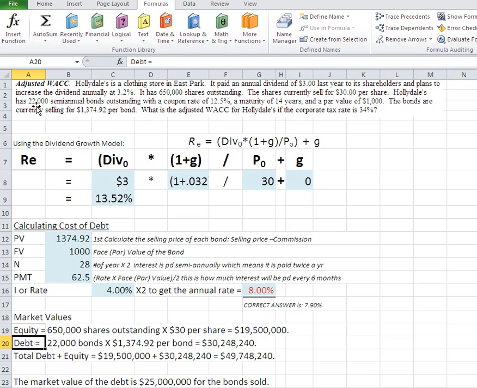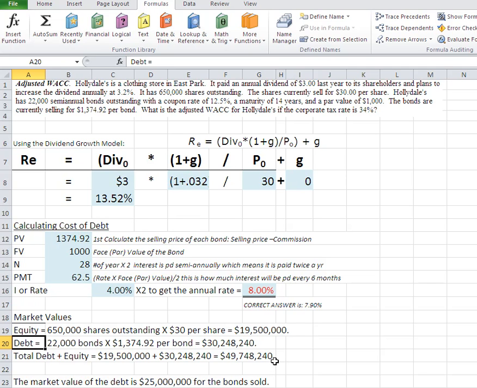The debt, we would do essentially the same calculation. How many bonds are outstanding? We have 22,000 bonds outstanding. They're selling for $1,374.92 per piece. That would mean we have $30,248,240 worth of bonds outstanding. Add those two numbers together and we will get the total debt plus equity.